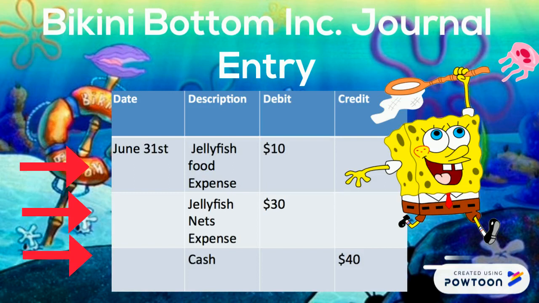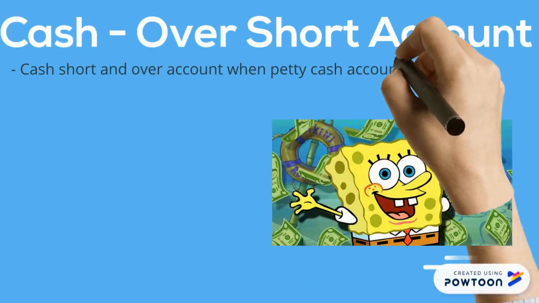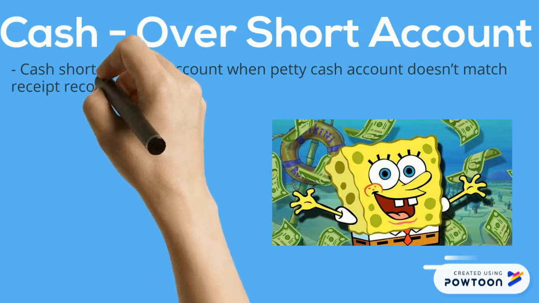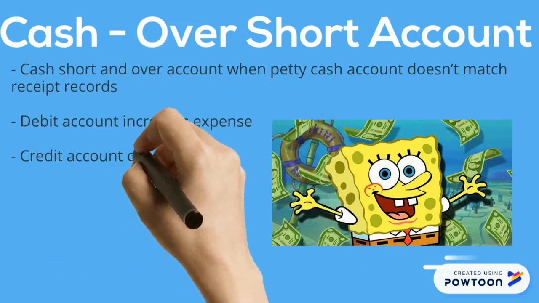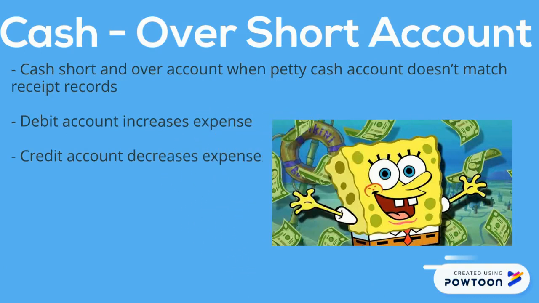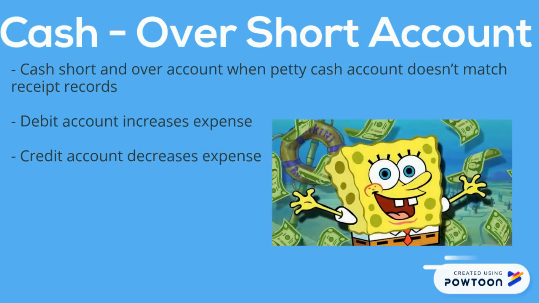But what happens when the amount of cash needed for replenishing the fund is not equal to the amount recorded in the receipts? This is where cash over short comes in. Cash over short account is a temporary balance that can either have a debit or credit balance. A debit balance increases expenses while the credit balance decreases the expenses. This allows for the amount of money that needs to be replenished to equal the accurate amount of money in the receipts.